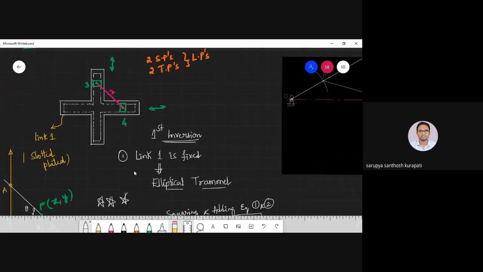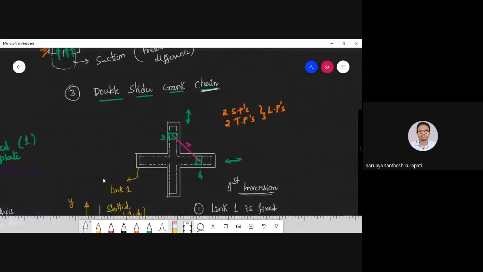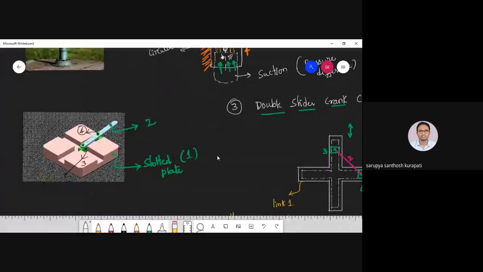The second inversion. What we have to discuss now is the second inversion. What options do you have? You can fix the slider, the crank, or the link which is connected to both the sliders. First we are going to fix a slider, that means link number 3 or link number 4. If I fix link number 3 or 4, you are going to get the same mechanism, yes or no? Yes, sir. So observe here carefully.